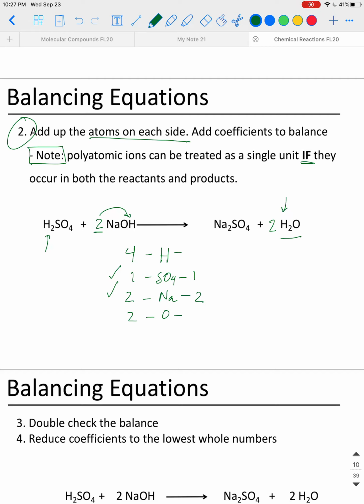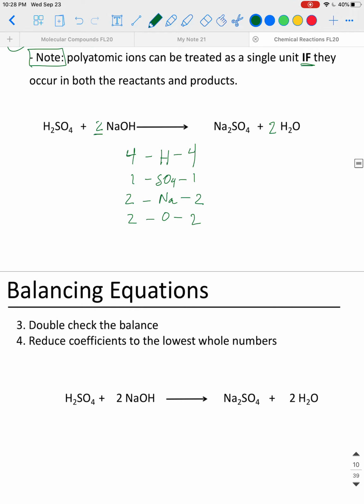Now I have 4 hydrogens. This 2 multiplies hydrogen by 2, so that's 4 hydrogens. Now hydrogen is also balanced, and now I also have 2 oxygens. So when I look at this now, let's see. Everything is balanced, okay? Hydrogen 4 and 4, sulfate 1 and 1, sodium 2 and 2, oxygen 2 and 2. Okay, so that's balanced.